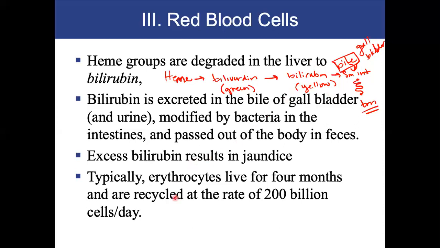Okay, so red blood cells live to about 4 months, and they're recycled at the rate of 200 billion cells per day, so you can imagine. Oh, I remembered something else. So let's talk about the newborn poop, right? Because they're doing so much red blood cell destruction, their first poop is this blackish tar color, and so it's called meconium. So the first poop that newborns have is that meconium, and it's that blackish color.